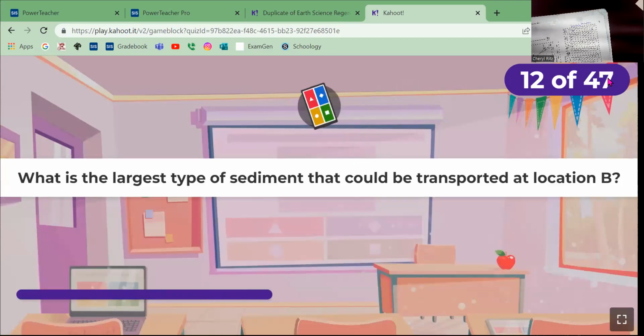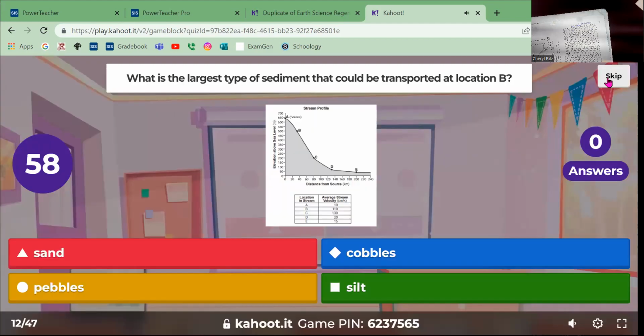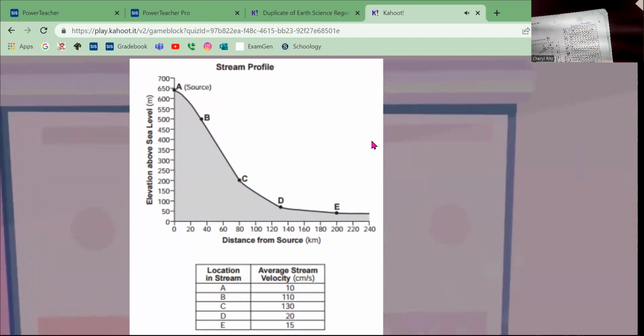What is the largest type of sediment that could be transported at location B? So you have to see how fast the water is moving at B.